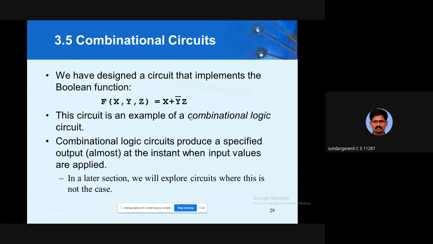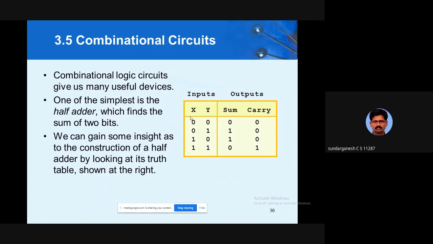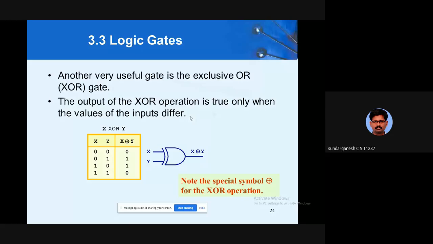There is one more circuit called the sequential circuit. Sequential circuits produce output not only from the current inputs but also from the previous outputs. Combinational circuits give us many useful devices such as adders, subtractors and so on. Before going to this, we first see the logic gates. I will explain them one by one.